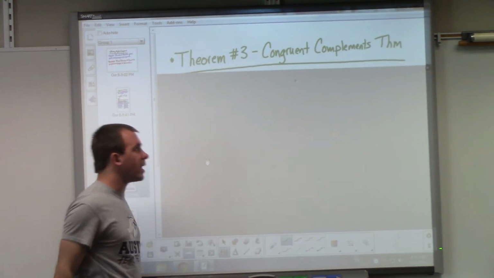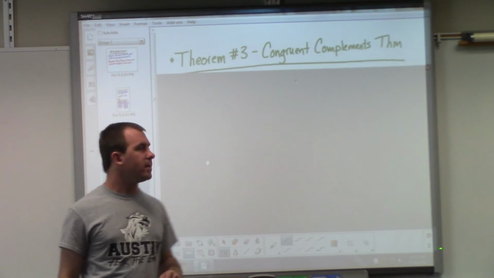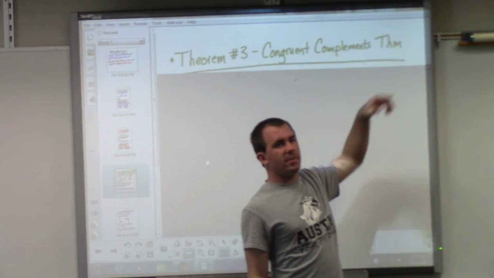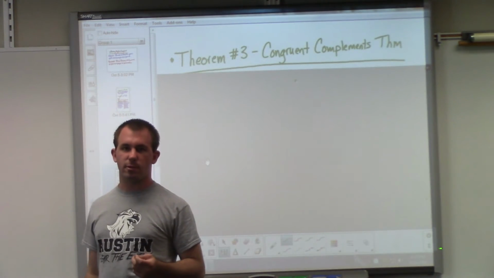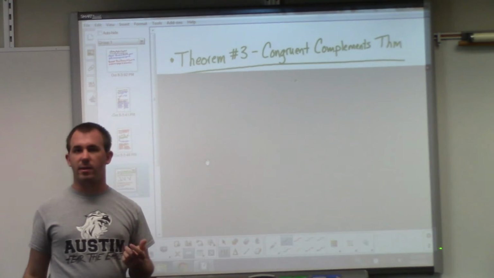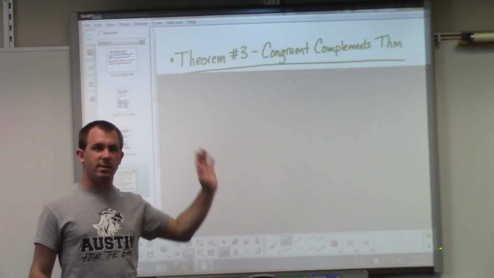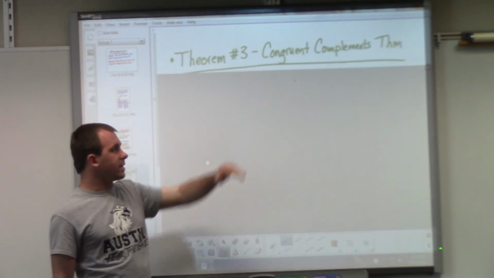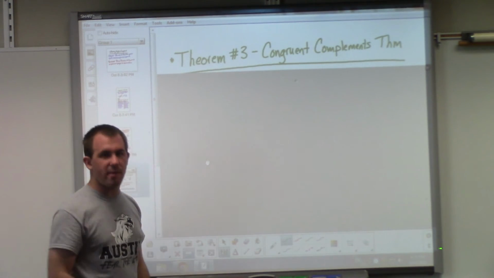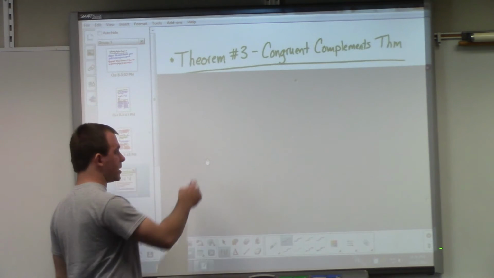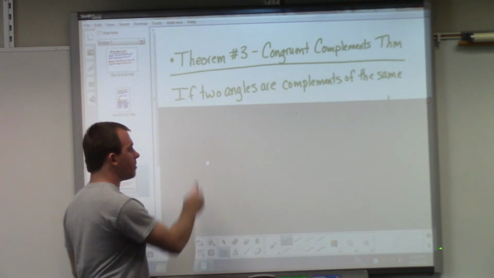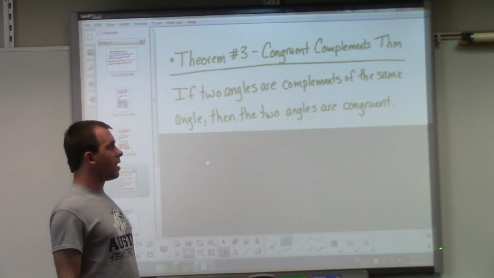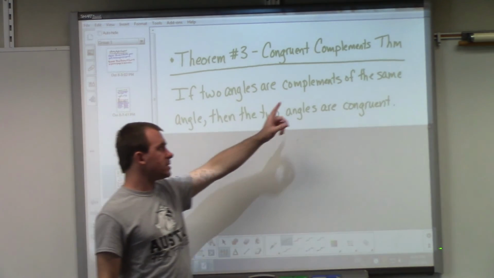So now, theorem number 3, the congruent complements theorem. THM is an abbreviation that is often used for the word theorem, because we get tired of writing the word theorem. If you see me put THM, that just means theorem. The congruent complements theorem is very similar to the congruent supplements theorem. If two angles are complements of the same angle, then the two angles are congruent. The only difference in words here, supplements became complements.